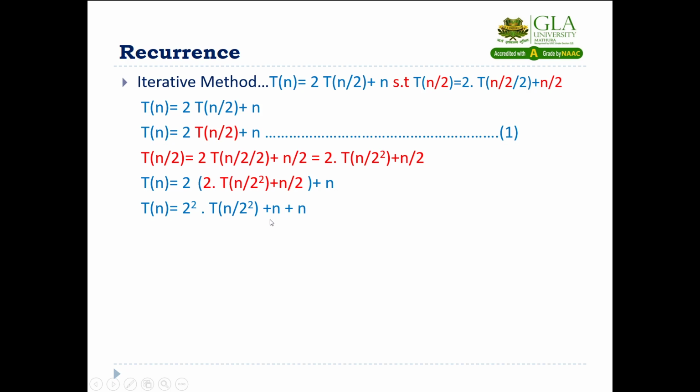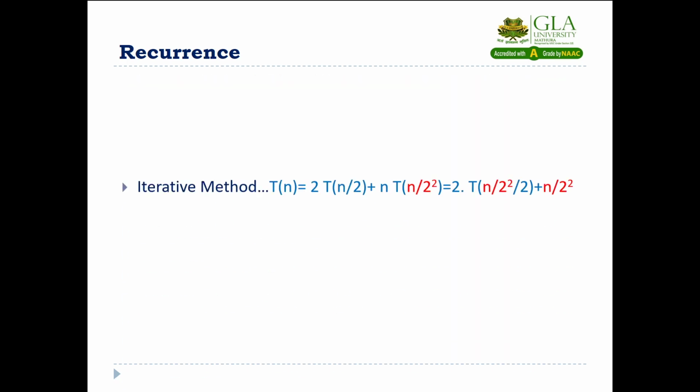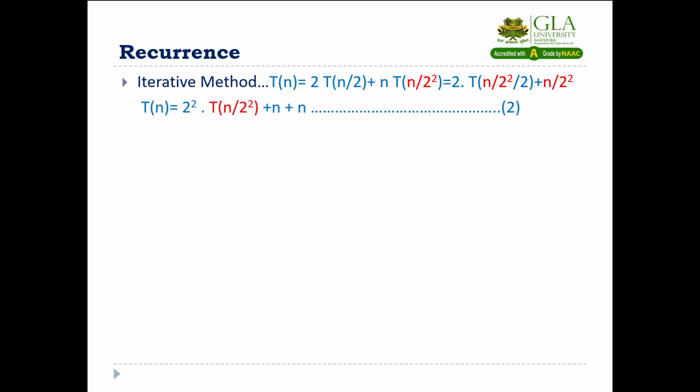So one thing we can see is that 2 has power 2. Here n is divided by 2 to the power something, and whatever the power is, the same number of times we are getting the n. So again we can try for the expansion. We have to expand T(n/2^2). So this is another iteration. We have to find out what the expansion of this one will be.